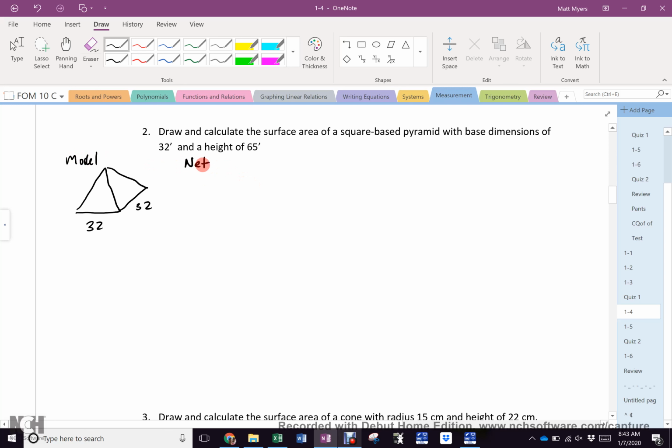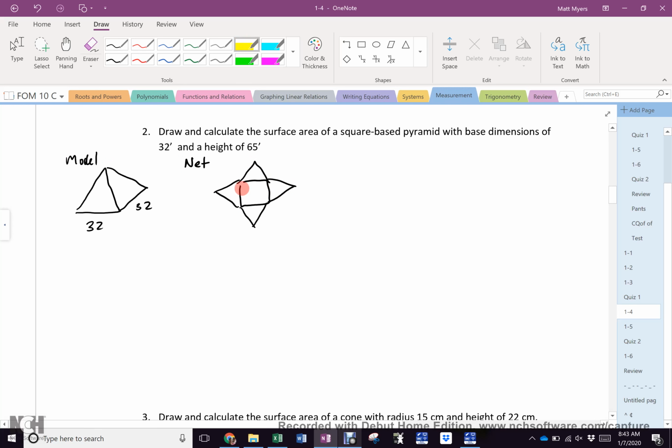So, this is the model. A net is what this would look like flat. So it would be this square, yes, with how many triangles? 4. 1 on each side. Does everyone agree? Now, there is a formula for this, but of course we're going to build it ourselves, right?